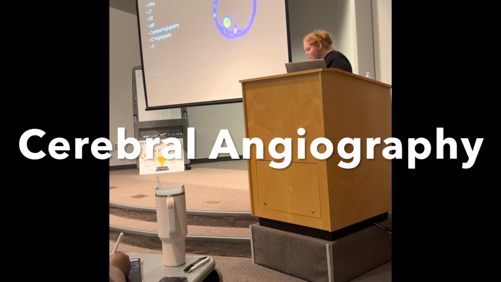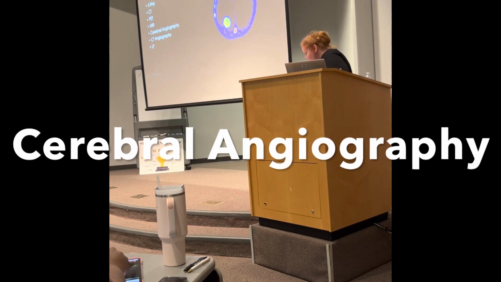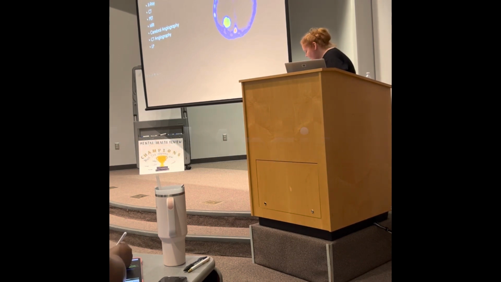All right, cerebral angiography. It's a radioactive dye that's inserted through an artery, usually the femoral artery. It's continuous imaging while the dye circulates through the body. It's used to evaluate cerebral and ocular vessel occlusion. A lot of times it's used for stroke patients that have had an embolic stroke, like a clot that's in the brain.